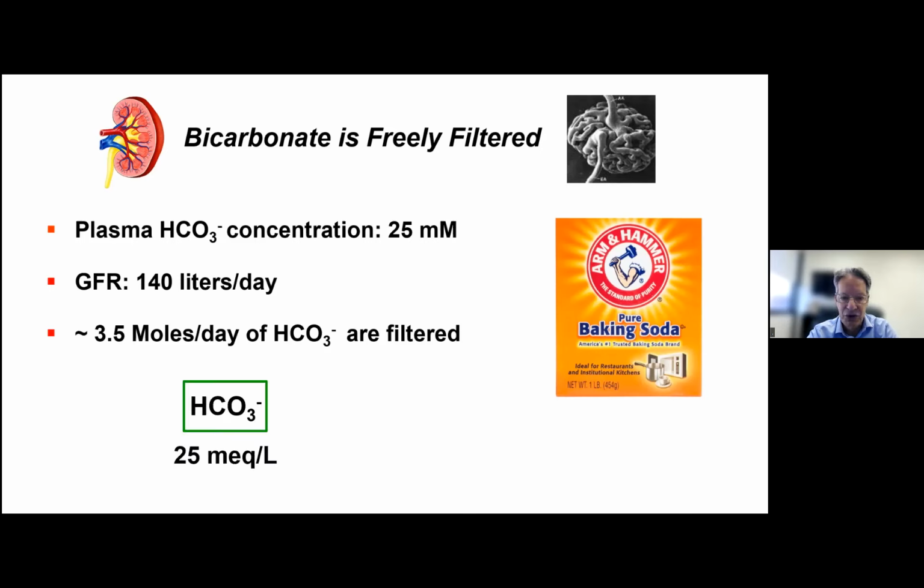Now, if that didn't occur, given the volume of distribution of the bicarbonate, in about 4 hours your blood bicarbonate would be 0. So if you just filtered it and there was nothing else happening after your glomeruli, if we just had glomeruli and we didn't have a nephron, then in 4 hours your blood bicarbonate would be 0. So clearly something else must be happening.